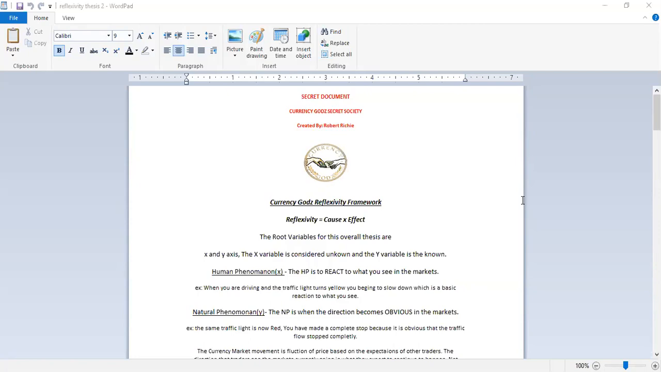So let's start here with our framework. We're going to begin with the psychology aspect. What I'm going to do is break down a lot of information for you real quick. So, Currency Guy's reflexivity framework. As you may know, reflexivity is a concept that was created by George Soros, the only person to make over $1 billion in one day trading Forex.